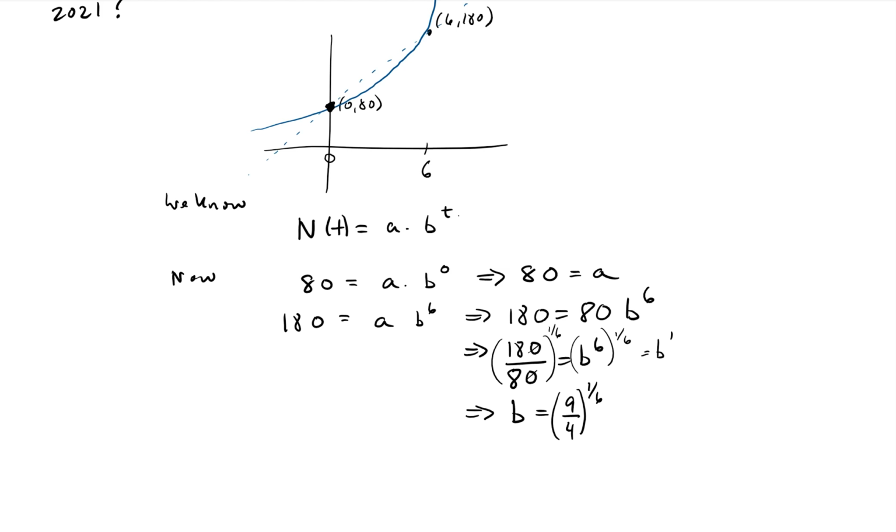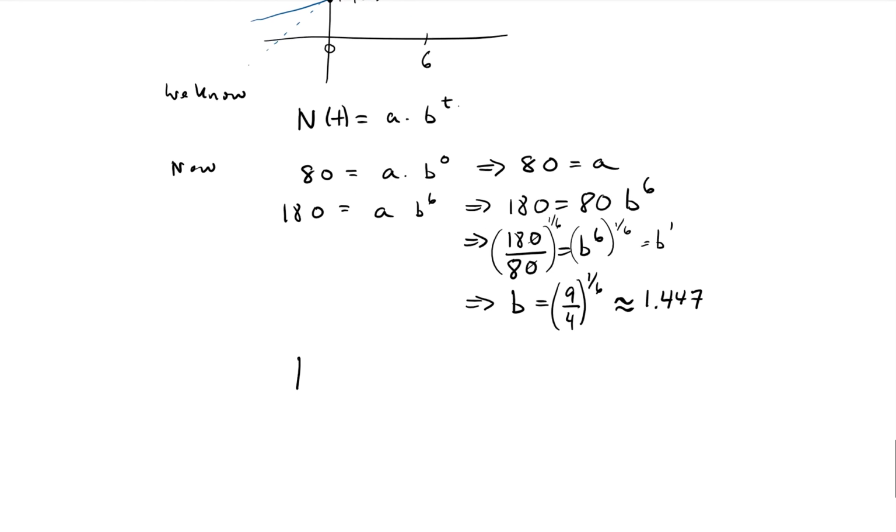Now I can just punch that into my calculator. That's going to give me 1.447 approximately. You see the approximate sign here. So I've got that N of t, hence, which is like therefore in math. It's a word that's used a lot in math. A is 80, b is 1.447, to the power t.